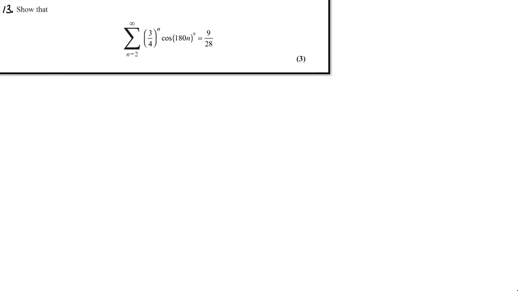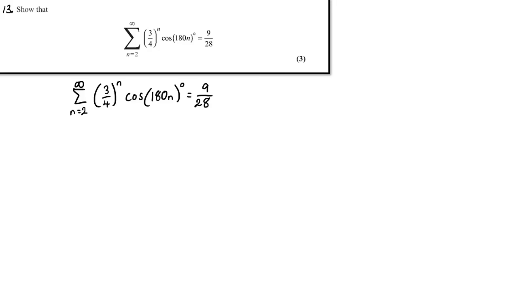And finally, we arrive at the last question here, question 13. What we've got here is the summation from n equals 2 to positive infinity of 3/4 to the power of n times cos 180n degrees, and we want to show that this is equal to 9/28. Now, this topic is not explicitly mentioned on paper 1. I decided to throw it in as a bit of extra practice and an extra question to finish with, but it's always good practice to do questions like this.